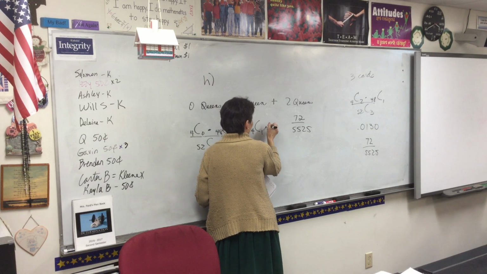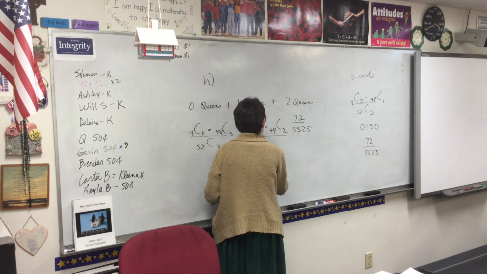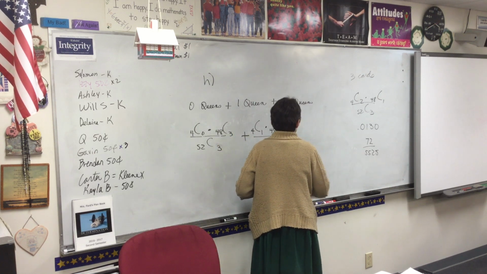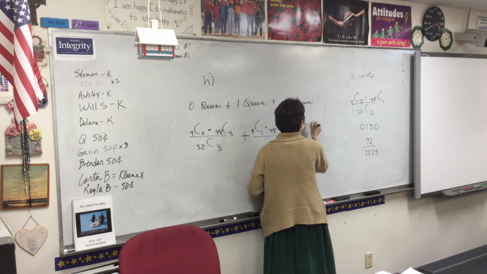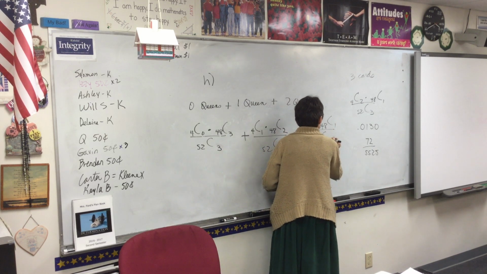4C1 times 48C2. And then I'm going to go ahead and erase this and remind you what that was. That was 4C2 times 48C1 over 52C3.